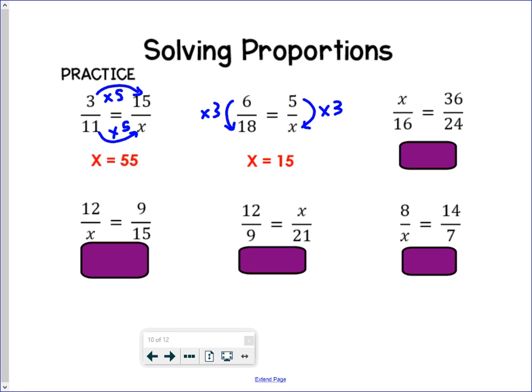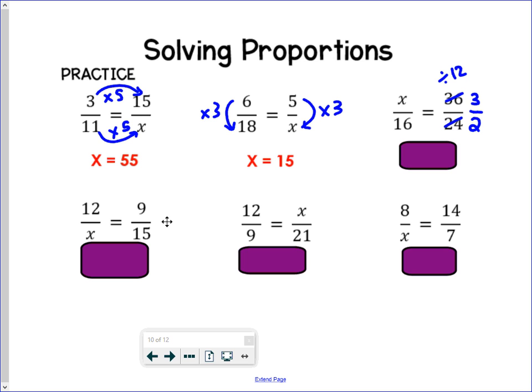So 36 over 24, I want to go ahead and simplify that. And if you know your fast facts, you'll know that 12 goes into both of those. 12 is a common factor for both of these. So I'm going to divide both of those by 12. 36 divided by 12 is 3, and 24 divided by 12 is 2.